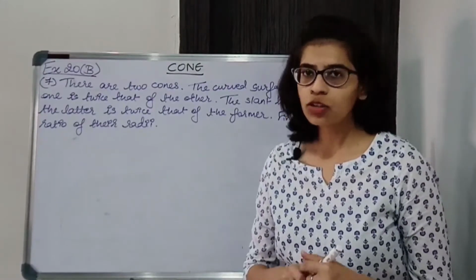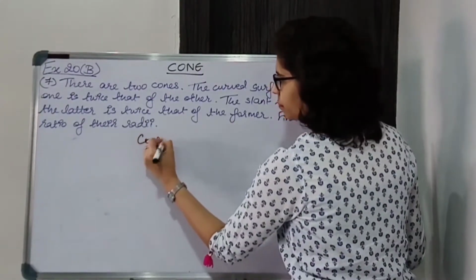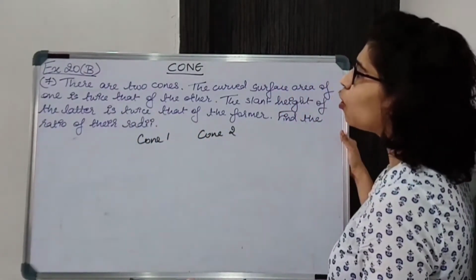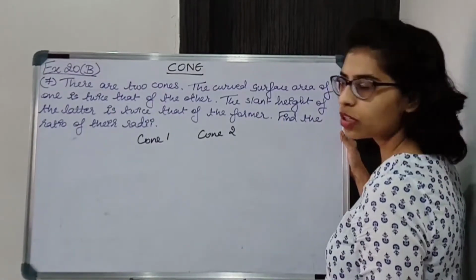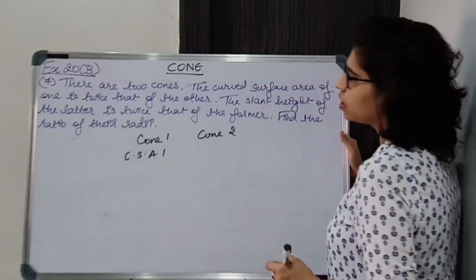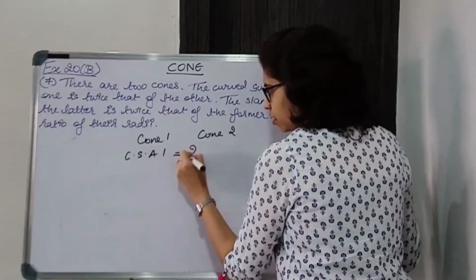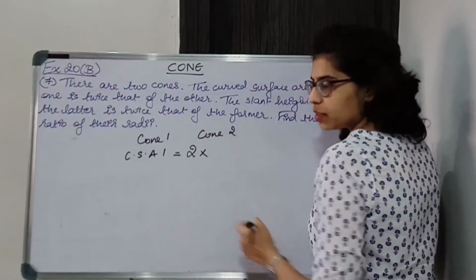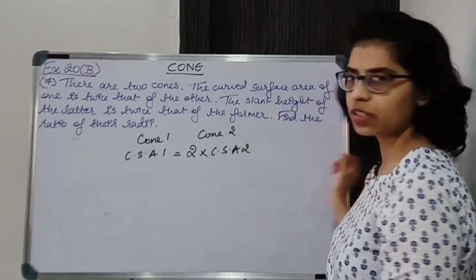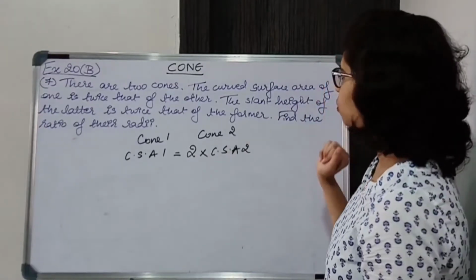So let us consider cone 1 and cone 2. The curved surface area of 1. Okay, so curved surface area of this cone CSA1 is twice that of the other. So twice of this is the curved surface area. Okay, so CSA of cone 1 is 2 times CSA of cone 2.